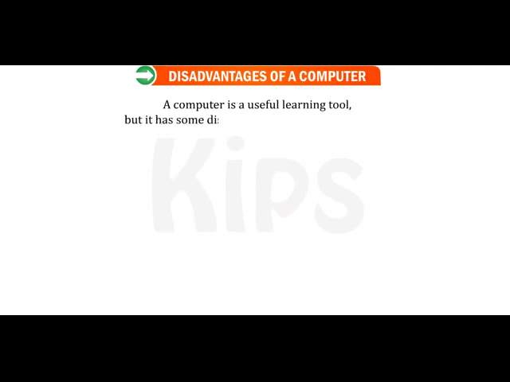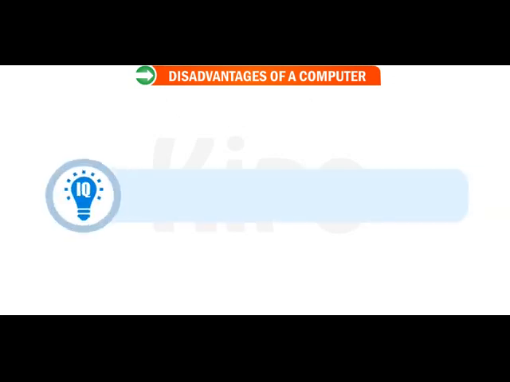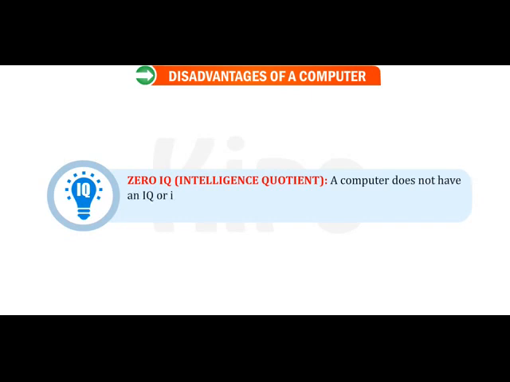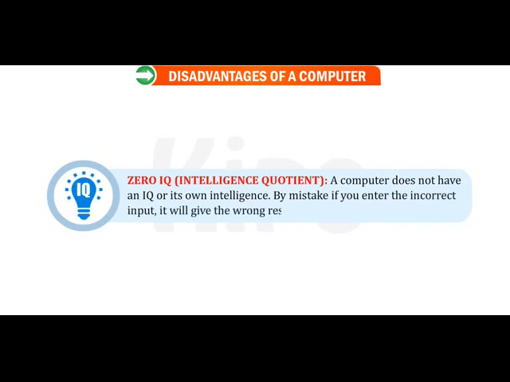Let us discuss about disadvantage of a computer. A computer is a useful learning tool, but it has some disadvantages which are as follows. Zero IQ, intelligence quotient. A computer does not have an IQ or its own intelligence. By mistake, if you enter the incorrect input, it will give the wrong result.